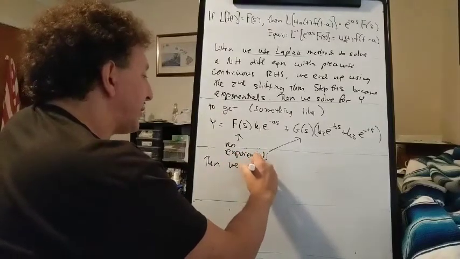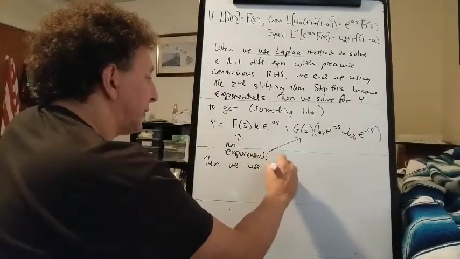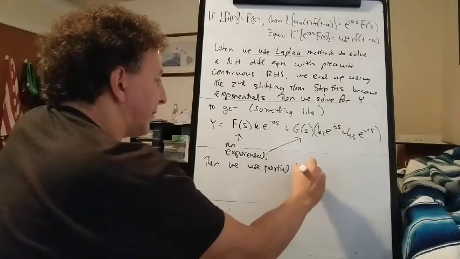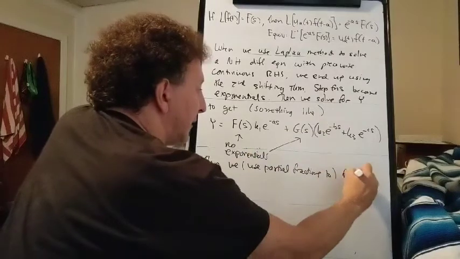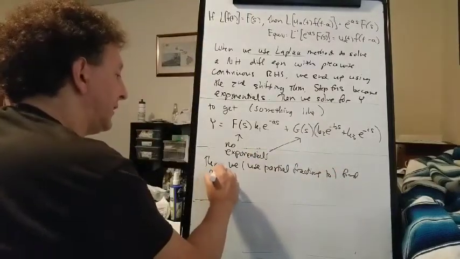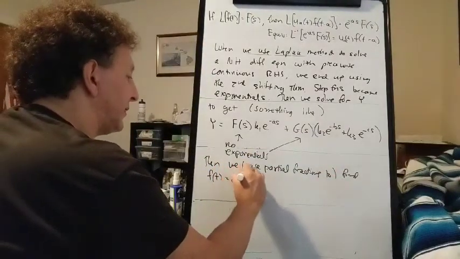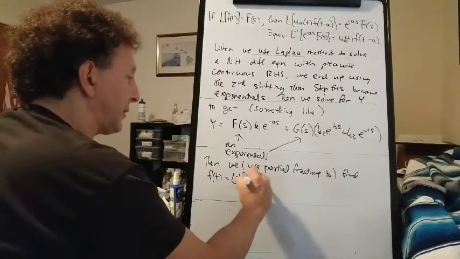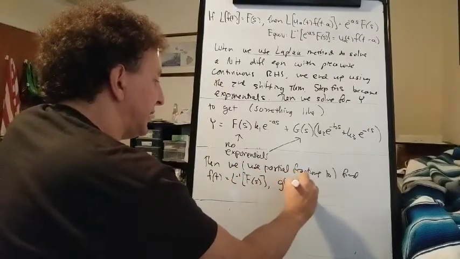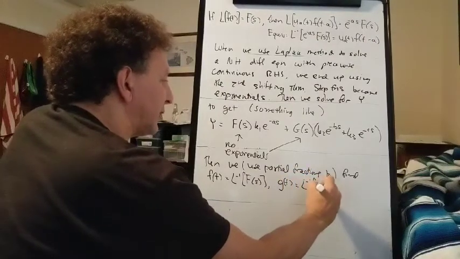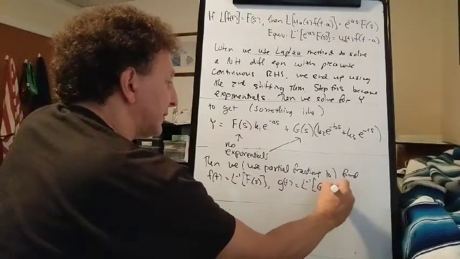Then we probably use partial fractions to find little f of t, which is the inverse Laplace transform of capital F of s, and little g of t, which is the inverse Laplace transform of capital G of s.